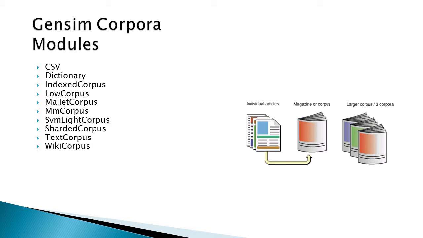The Low corpus is used to support the GibbsLDA++ list of words format of corpora, while the Mallet corpus is used to support the Mallet list of words format. The Market corpus supports the Matrix Market format, while the SVMlight corpus supports the SVMlight format.